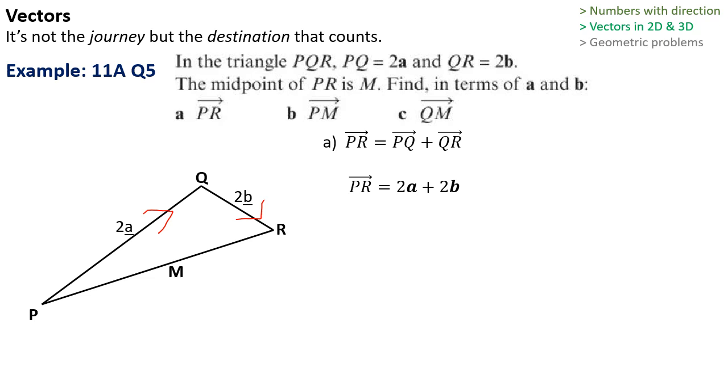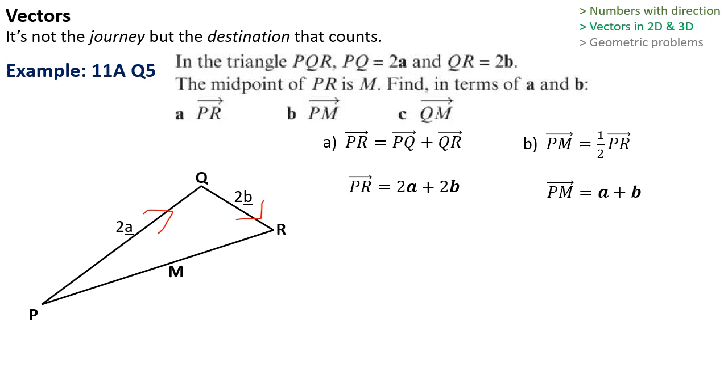Okay, so for part B, PM, we notice, is equal to half of PR. And PR is the vector we've already calculated. So that's the trick here. If M is defined as the midpoint of PR, then we know that you could get from P to M just by following half of the instruction that gets you from P to R. And since we already know the instruction that gets you from P to R, that's the vector PR that we've calculated, 2A plus 2B, we can halve it and we get PM.